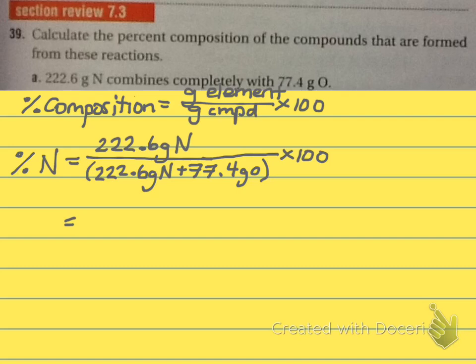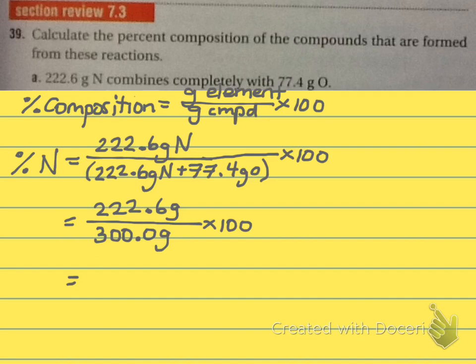So we have 222.6 grams divided by 300.0 grams times 100, which gives you 74.2% nitrogen. Okay. Now we also want to figure out the percent of oxygen.